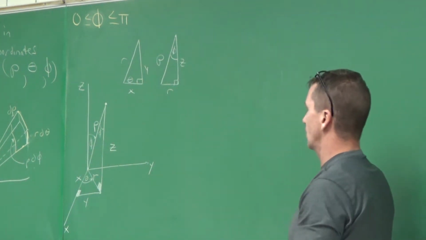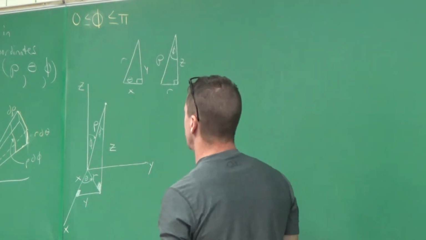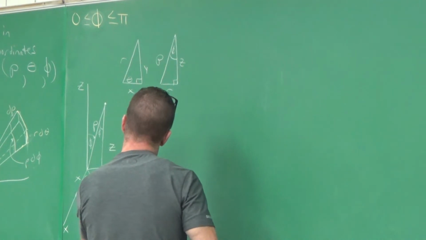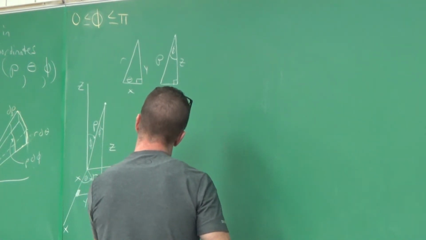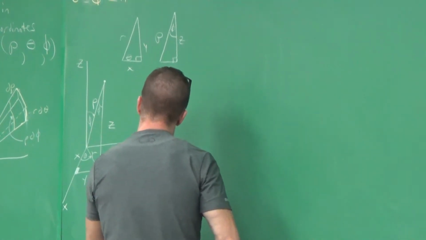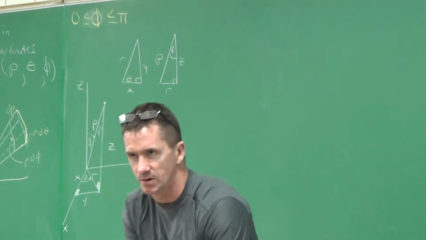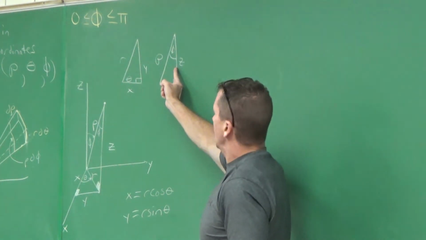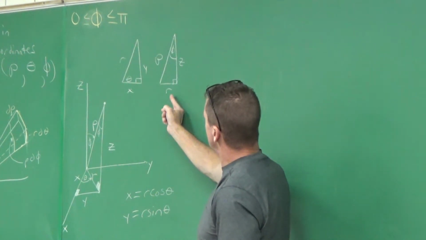Cool. So, what were the equations back in polar coordinates? Well, I had x equal to r cosine theta, and what was y equal to? r sine theta. I'll leave that there. So we're going to need something new for spherical coordinates. It's not going to be hard. It's coming from this triangle here. Everyone, can you tell me the relationship between r and rho?